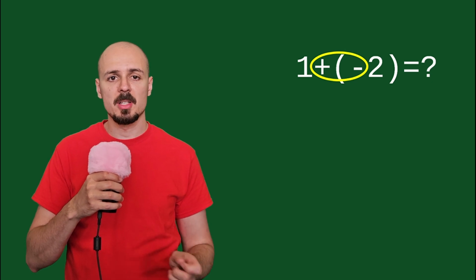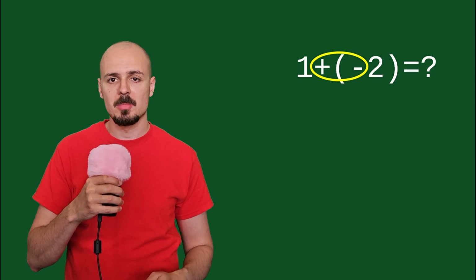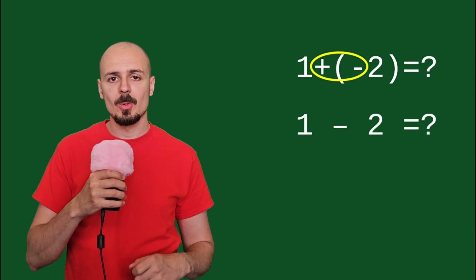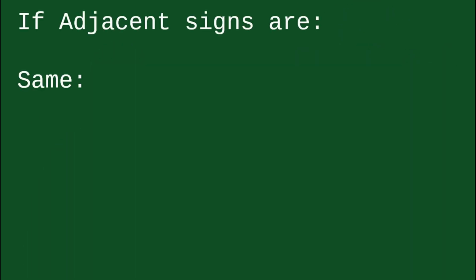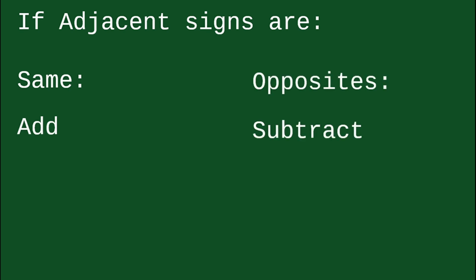We can always simplify this to one sign in order to make the question easier. In this case, a plus and a minus will combine to make a minus. You can then go ahead and solve the question. In general, we can say that if those signs are the same, we simplify to addition, but if the signs are opposites, we simplify to subtraction.